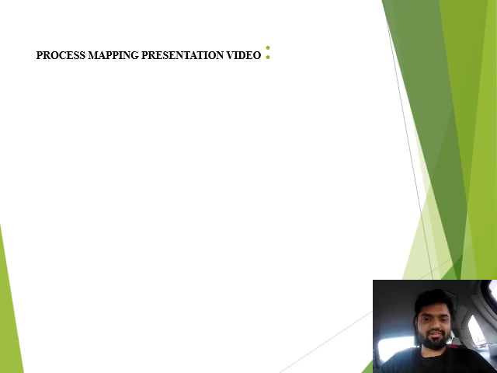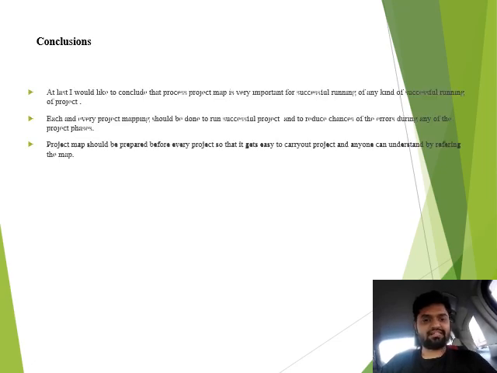Process mapping video presentation. Conclusion: at last, I would like to conclude that a project process map is very important for the successful running of any kind of project. Each and every project mapping should be done to run a successful project. Chances of error should be less. The project phases are divided into many sub phases. A project map should be prepared before every project, so that it gets easy to carry out the project and anyone can understand the project by referring to the project map.